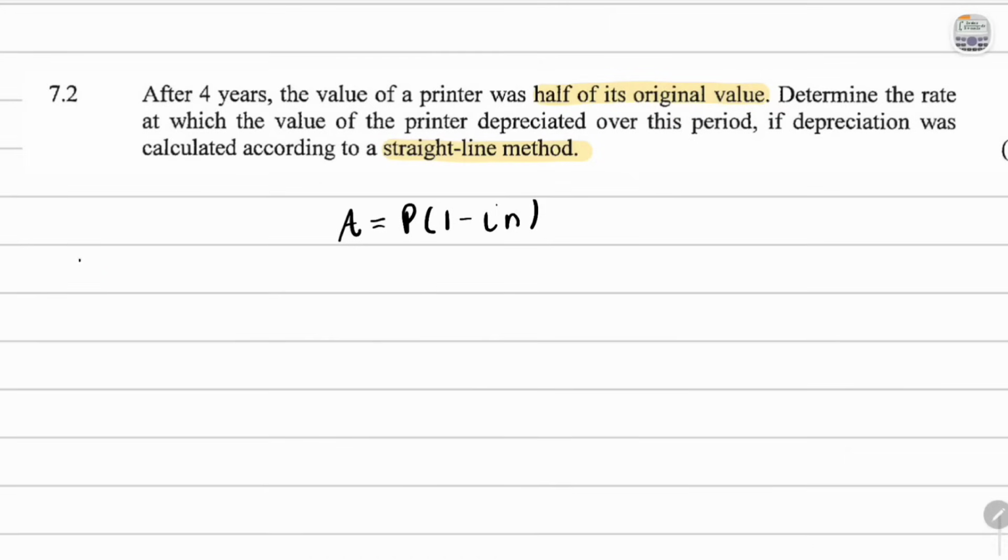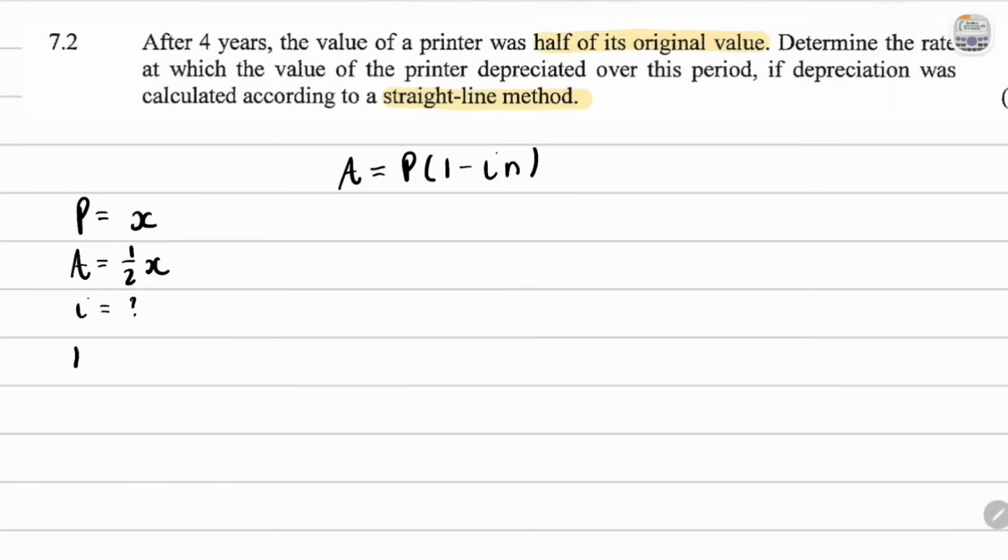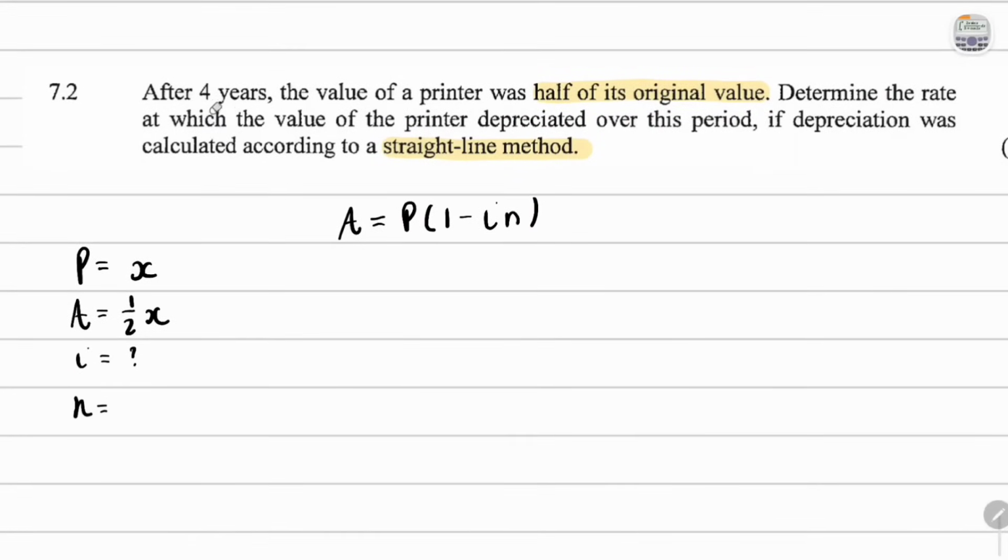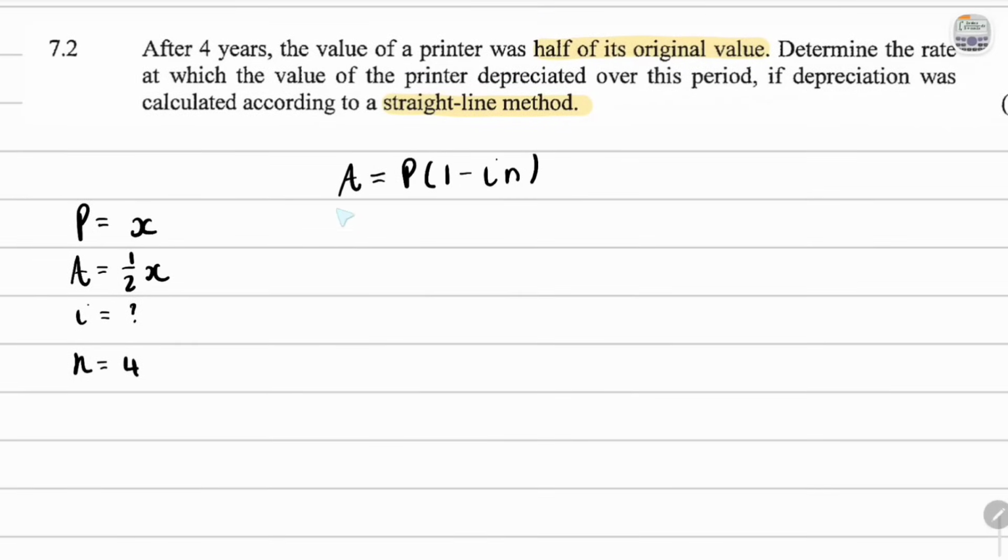And then we're looking at the price of this printer, where it started off, it was a specific amount. Let's just call that X. And then it ended up being half the amount it initially was. So the A can be a half X. And the interest is what we are looking for. And n is exactly 4 years. And remember, it's not compounded because it is straight line. So we can just say a half X is equal to X times (1 minus i times 4).